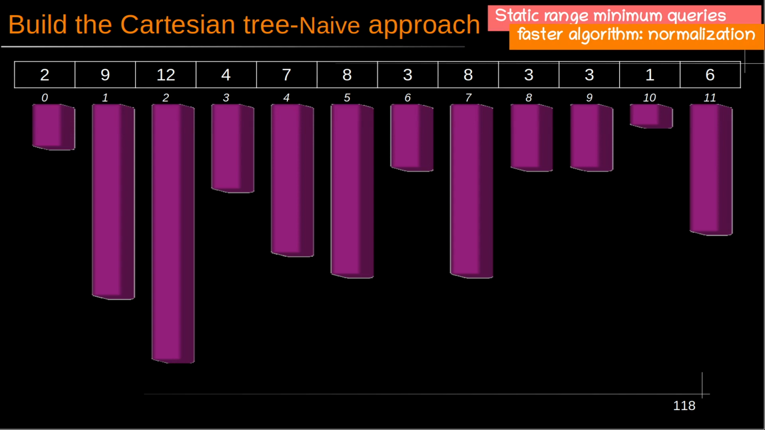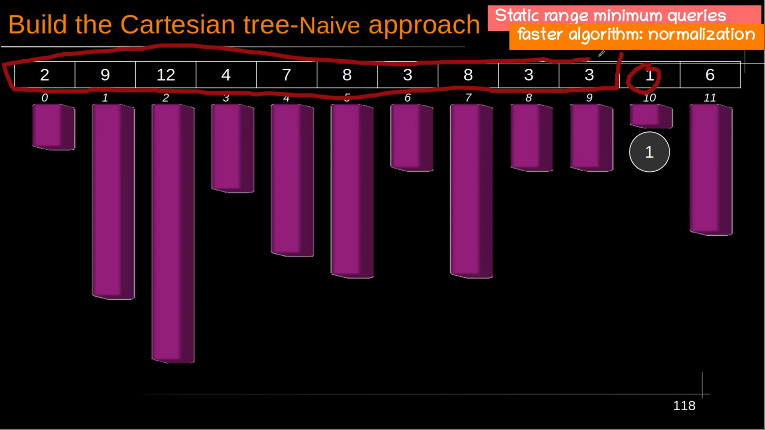Okay. Of course, we have to find the minimum in the array, which is 1. So now we're going to build the left subtree and the right subtree of 1. Let's start with the left. On the left subtree, we have our minimum. We're going to build the left subtree on these 2 elements, and the right subtree is this element.